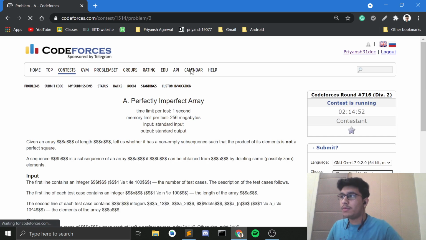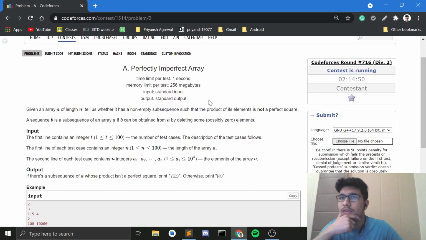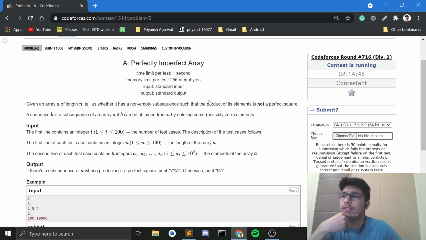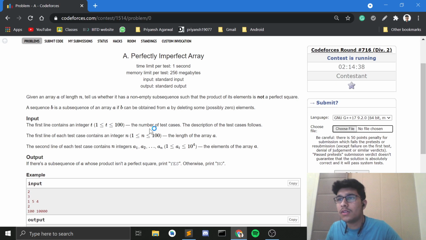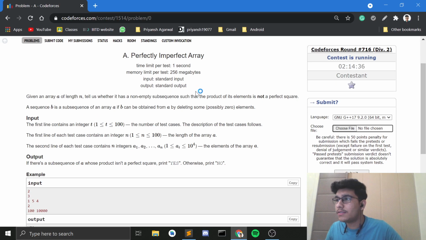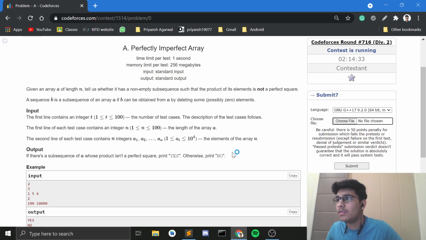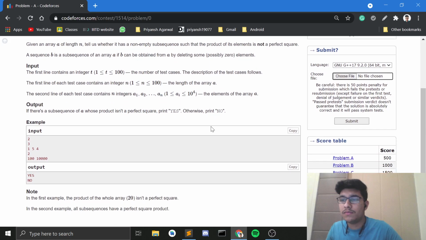Okay, let's start with problem A. So given an array of length n, tell us whether it has a non-empty subsequence such that the product of its elements is not a perfect square. P can be obtained from A by deleting some elements. It is not a perfect square.